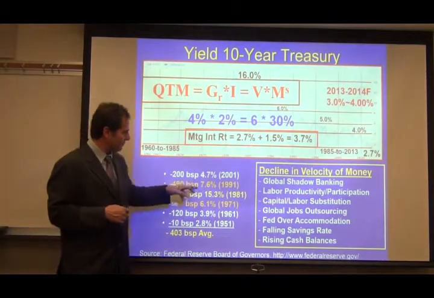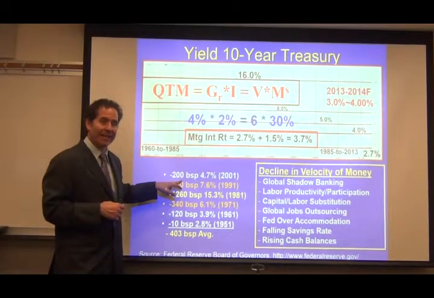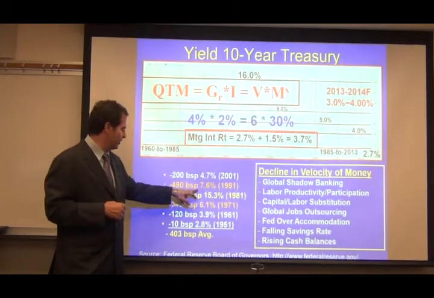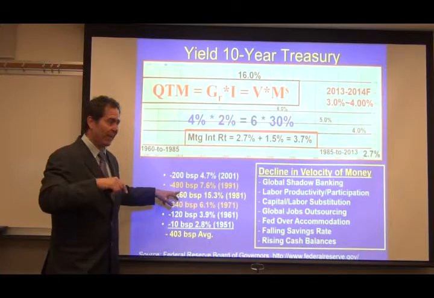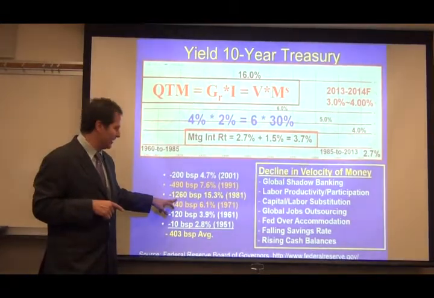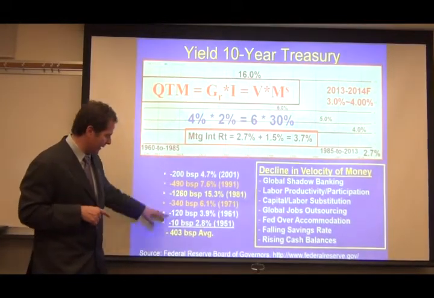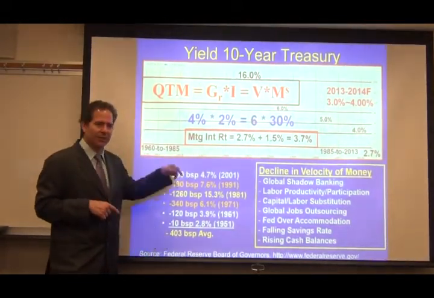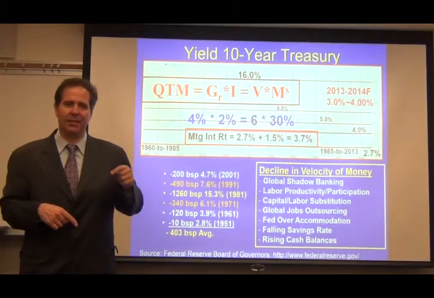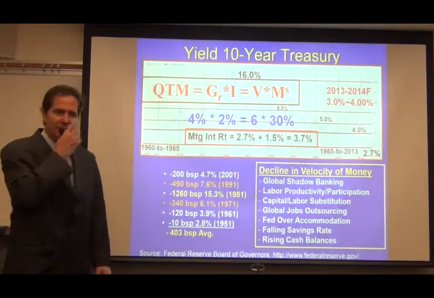Well, the base rate in 2001 was 4.7%, so over 200 basis points less today than it was then. In 1991 it was 7.6%, almost 500 basis points less today than in the 90s. In the 80s, 15%, so 1,260. In '71, it was 6.1%, 340. So I just calculated it, and on average, 10-year interest rates today are roughly 400 basis points, or 4 percentage points, less than they were at this point in the cycle 10, 20, 30, 40, 50 years ago. So the question is, why?